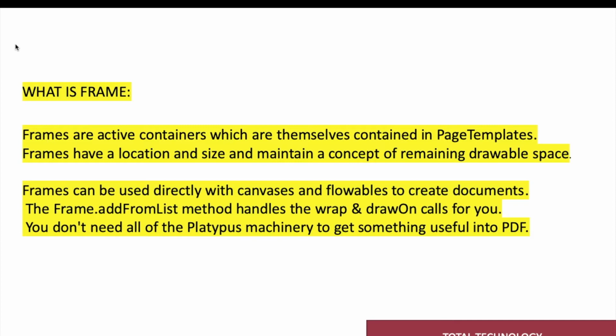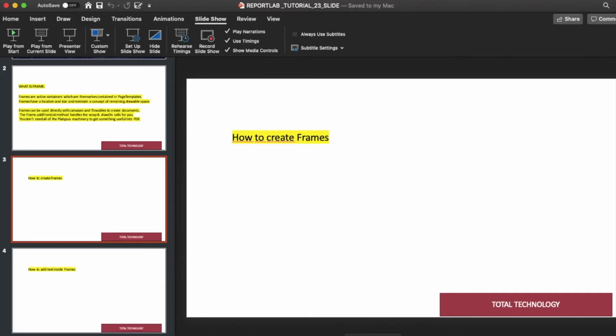Canvases means what we have seen in the earlier videos, where we always used the canvas.Canvas method. Now we are using flowables with the SimpleDocTemplate method. It is the same thing, a frame can be used with canvas and flowable as well. The frame's addFromList method handles the wrap. I'll teach you how you can create this frame, and this method is very useful. Now I'll show you the simple way to create frames.